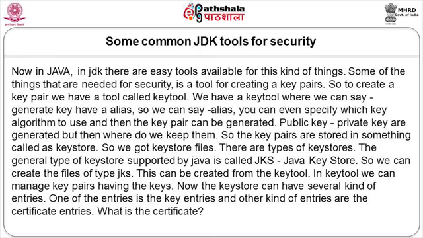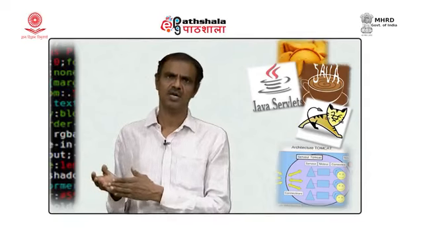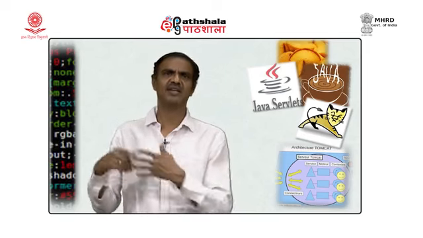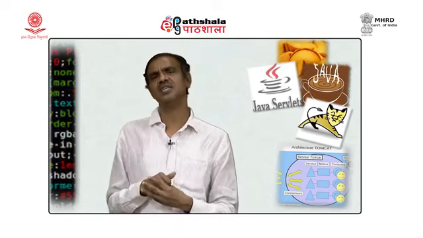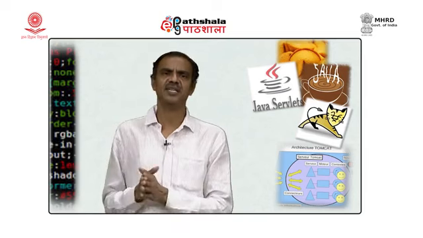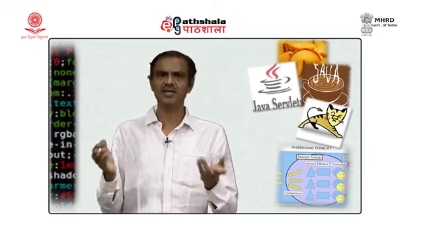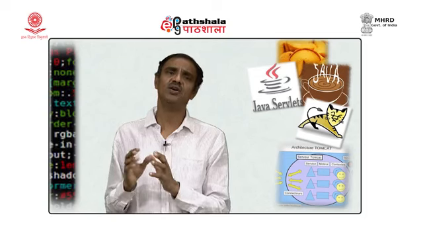Some of the things which are needed here for security: one thing is some mechanism to create key pairs. How do I create a key pair? For creating a key pair, we have a tool called keytool. In keytool we can say minus genkey, and have an alias. You can say minus alias, and even specify which key algorithm to use, and then the key pair can be generated. Public key, private key, that kind of a key pair can be generated, but where do we keep this key pair? The key pairs are stored in something called a Keystore.